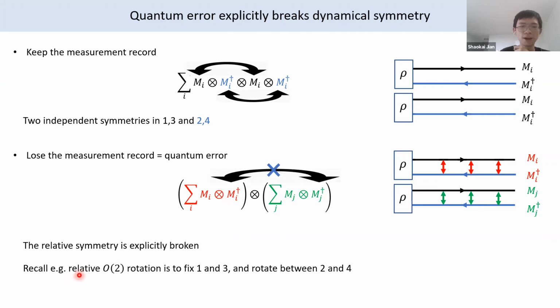Recall, for example, that the relative O(2) rotation fixes 1 and 3, and then rotates between 2 and 4. But now we have two independent summations, so 2 and 4 can be different. This explicitly breaks the relative symmetry.